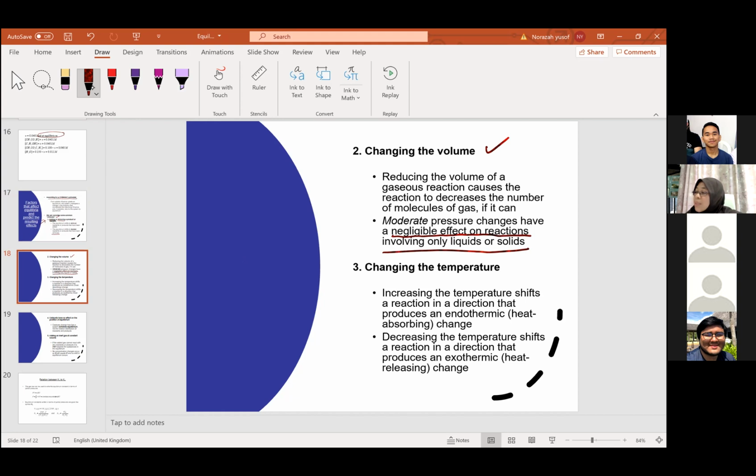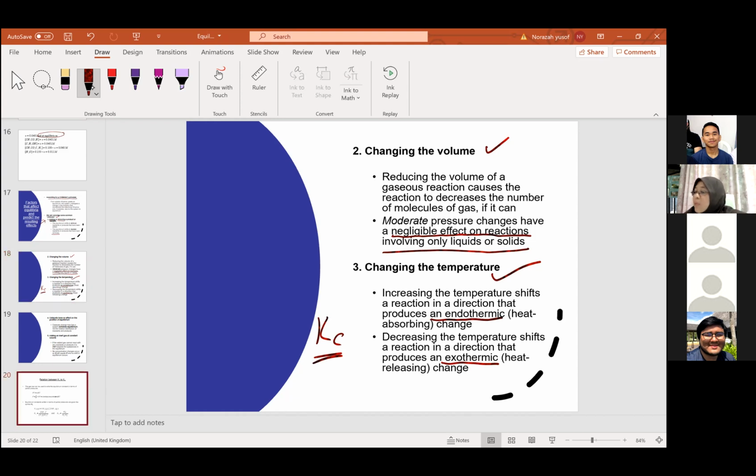So, changing the temperature. We must remember that this is the only factor that can change the value of Kc. Because if you change the concentration, the equilibrium will be shifted, and if we calculate Kc back, it will be the same. But if we change the temperature, we have to know whether the reaction is endothermic or exothermic first. We cannot just decide based on what we have done before.